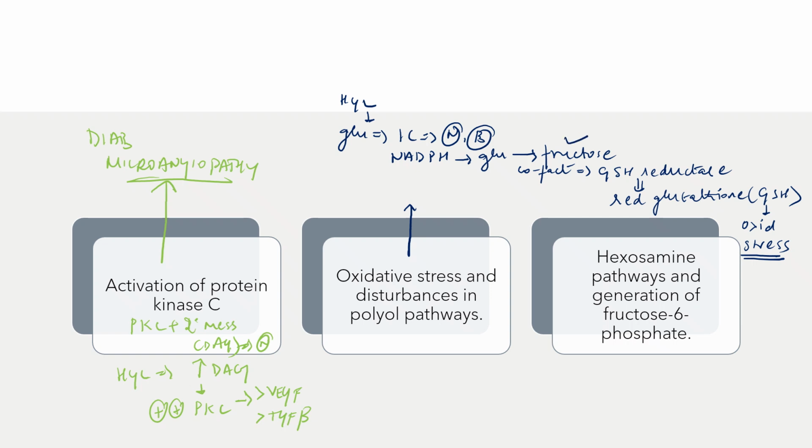Now what happens during hyperglycemia? There will be decreased GSH reductase. That is, this tends to get decreased. So then what happens? If this tends to get decreased, there will be formation of something called sorbitol. And this sorbitol tends to get deposited into eyes, nerves, etc. Because it gets deposited into the eyes, it increases the formation of cataract.